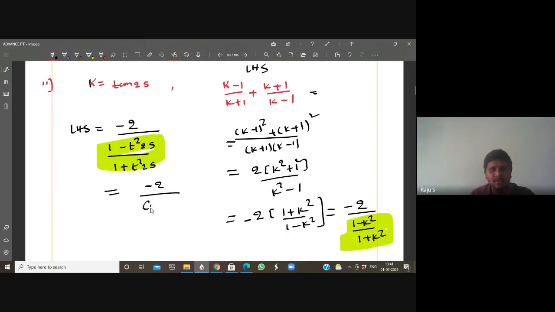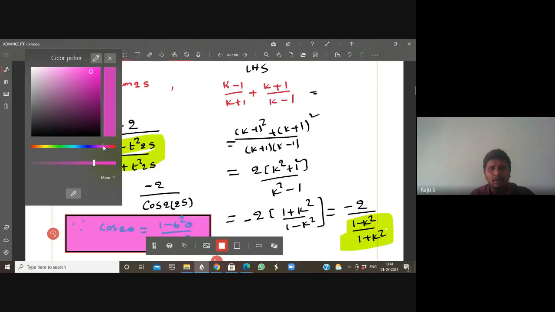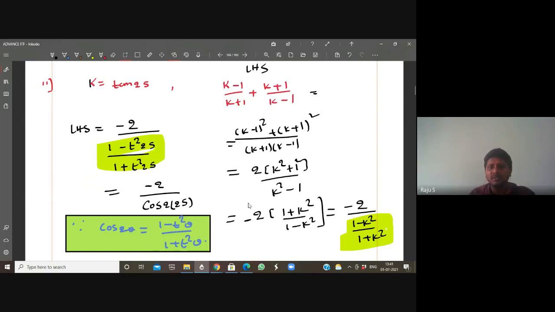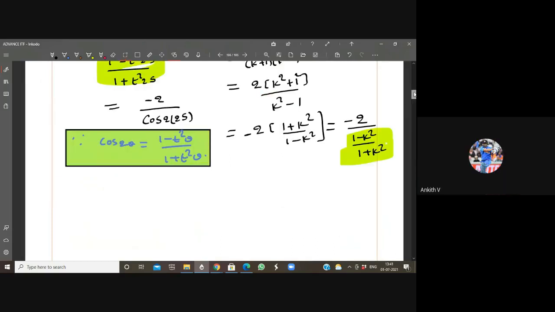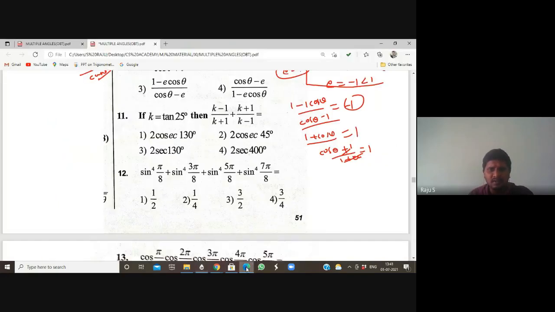Am I right? Shall I write this value as cos 2 times 25? 1 minus tan square by 1 plus tan square. Since the cos 2 theta formula is 1 minus tan square theta by 1 plus tan square theta, with the help of this, we got minus 2 by cos 50. Sir, option 3, sir. That's all. Minus 2 secant 50, minus 2 times of secant 50.